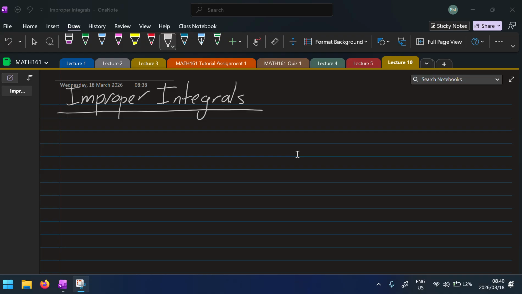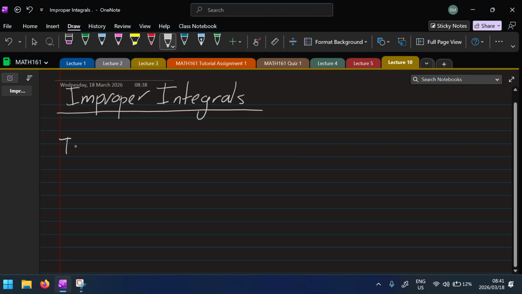Improper integrals are split into two types: a type 1 improper integral and a type 2 improper integral. We're going to follow the convention of the textbook for what type 1 and type 2 are. If you look online on YouTube or other notes, maybe they swap the two types. So just be careful with what we call type 1 and type 2. Other places might swap those. Okay, so type 1.